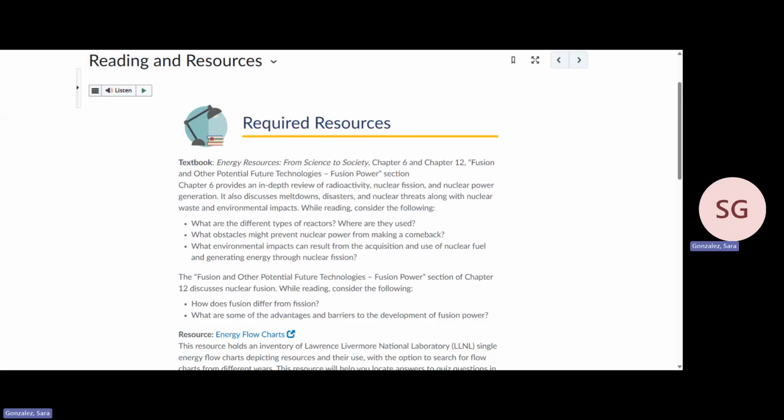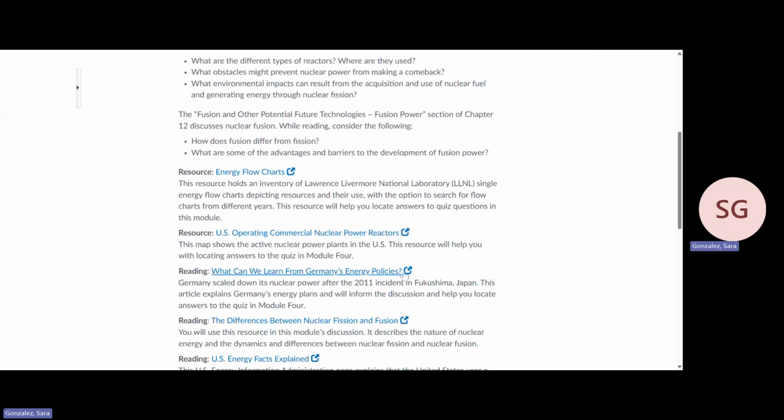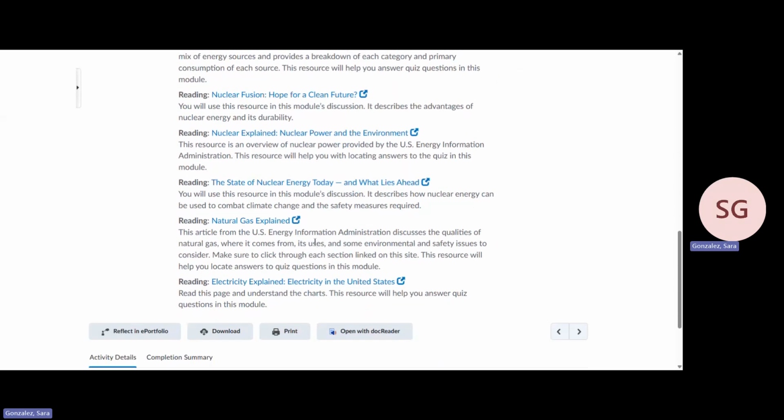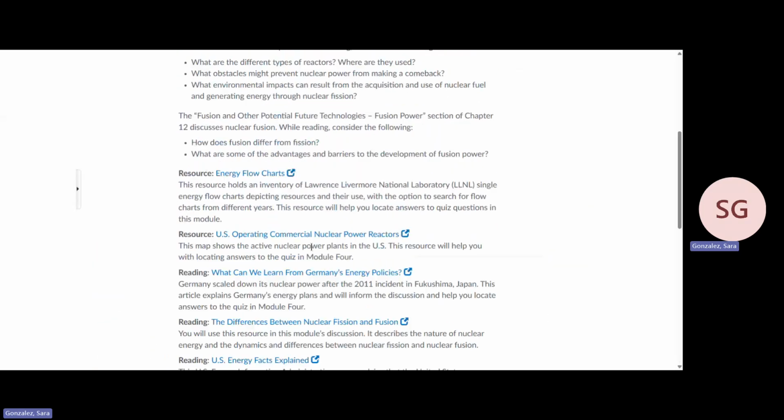What can we look at in terms of the acquisition and use of nuclear fuel and nuclear fission? What are those environmental impacts? Then chapter 12 helps with understanding the difference between fusion and fission and some of the advantages. Take a look at some of the additional information, looking at the energy flow charts, U.S. operating commercial nuclear power reactors, the map, what we can learn from Germany's nuclear policies, and a whole bunch of other supplemental readings having to do with nuclear power.